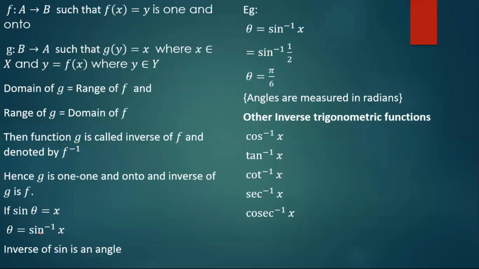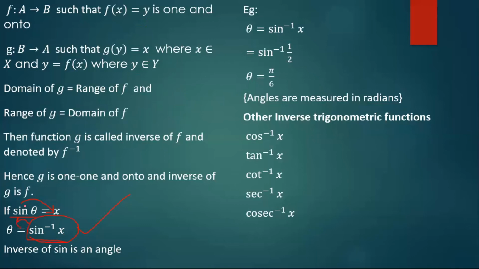What they are trying to tell is, if sine theta is a 1-1 and onto function, then its inverse will exist. If sine theta equal to x, and sine goes to the other side, theta equal to sine inverse x. Is it clear? The inverse of sine is an angle.